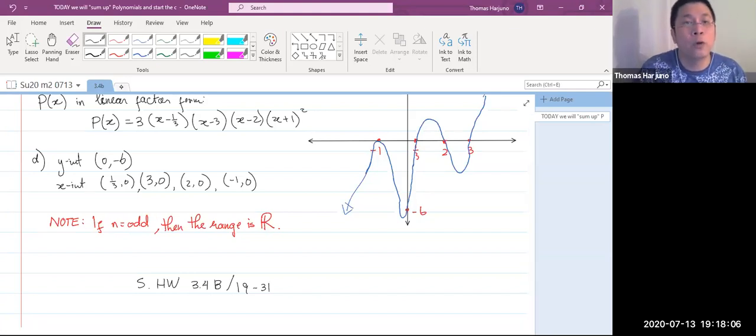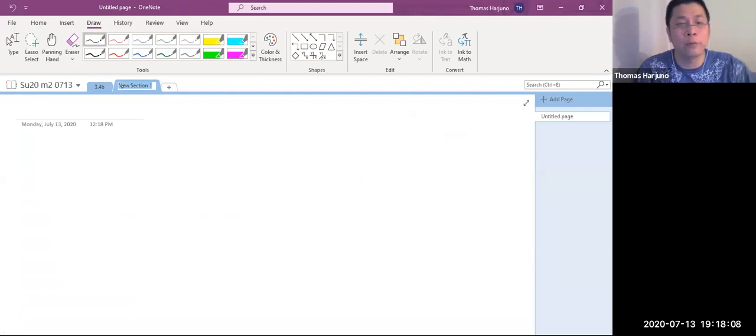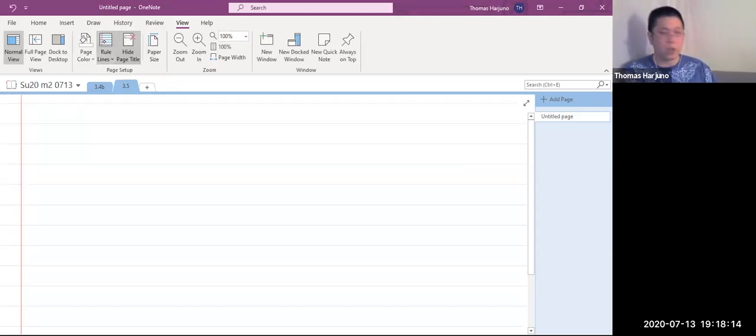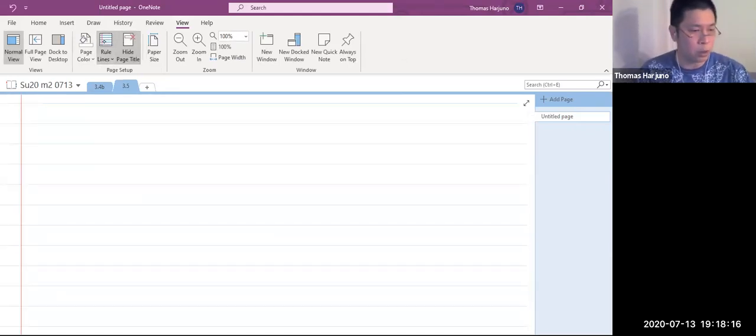Okay, let me move on to 3.5. Now this 3.5 is a long section, very long. I don't think that with only 2 hours I can finish this, but at least I can finish the important key steps before we put things together tomorrow. Now this 3.5 is on rational functions.